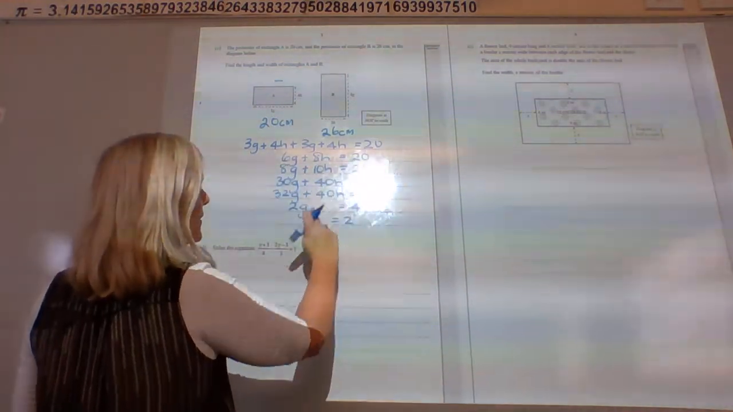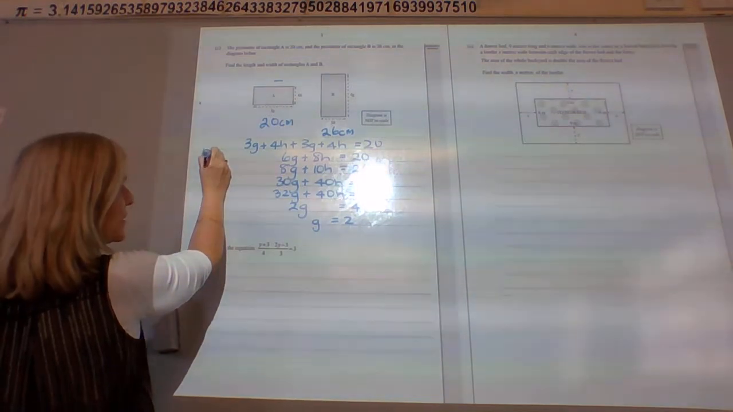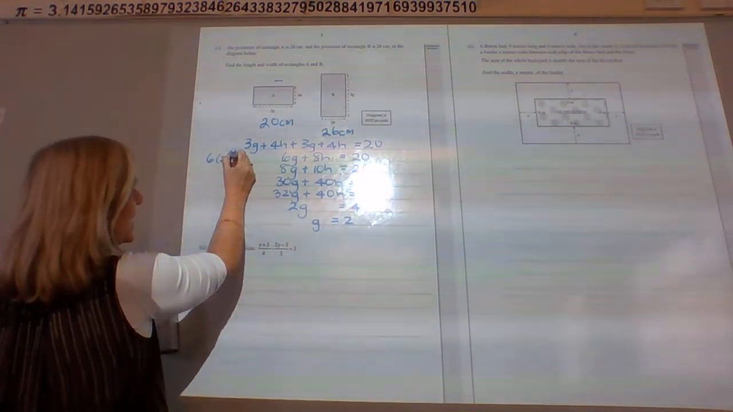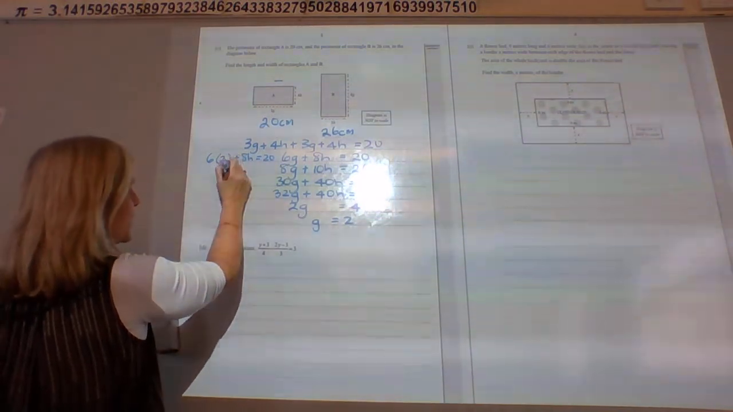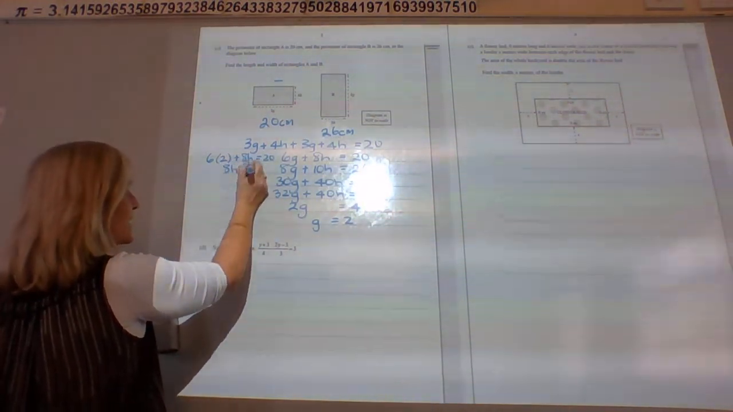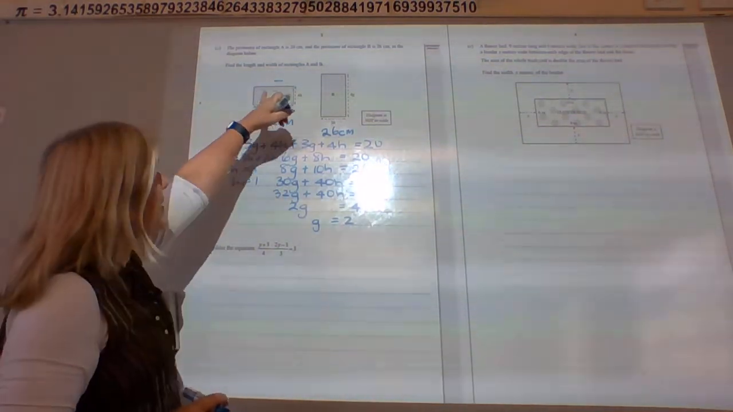So from here, I know that 2g, they haven't really given you enough room to do a lot of work in here. So 6 times 2 plus 8h equals 20. So I've got 12, so that leaves 8h is equal to 8, so h is equal to 1. So the question was, find the length and the width.